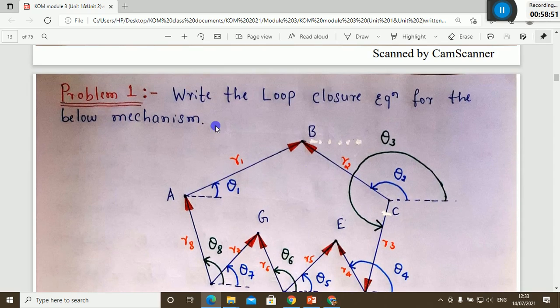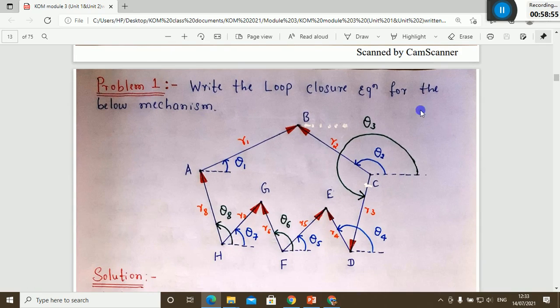Okay. And this is the last problem of today's class. That is first problem of your module number 3. So I'll solve this problem in another 5 minutes, and I'll try to close today's class. So please write on this. Write the loop closure equation for the given mechanism. Write the loop closure equation for the below mechanism.